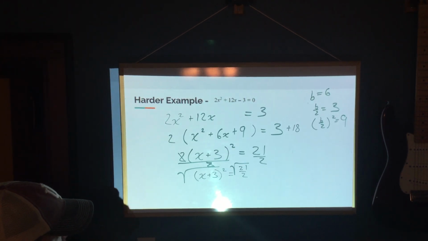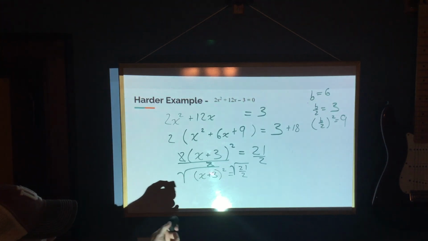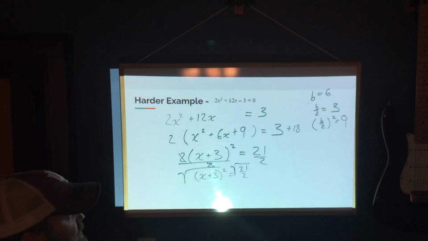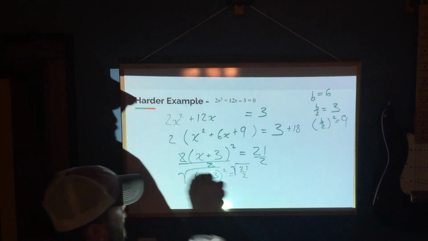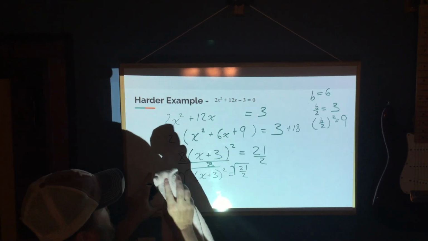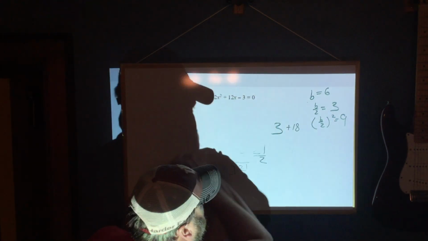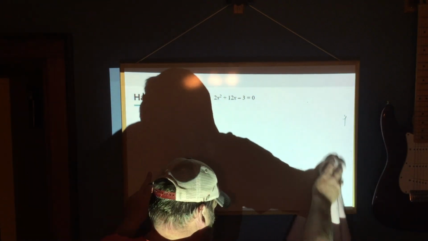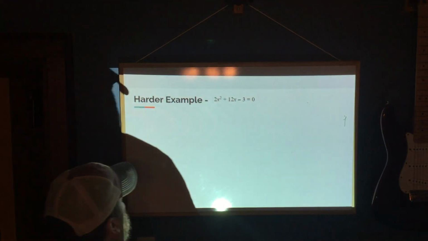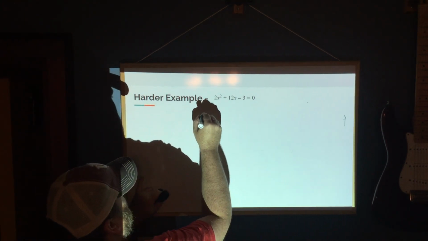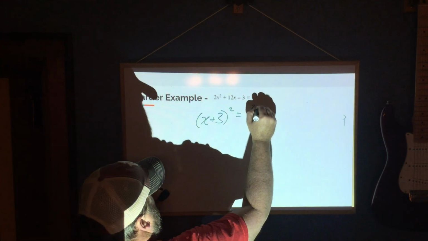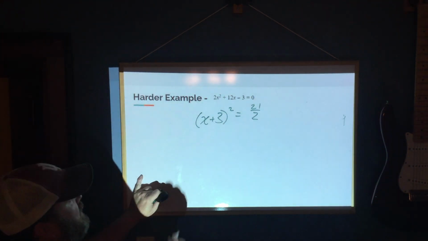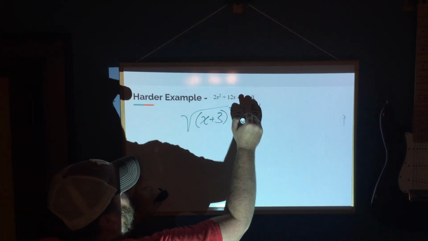Let me erase, and we'll pick up right here. This is why I wish I was still at school where I had more room. We just have limited space here. So x plus 3 squared equals 21 halves. So we'll just kind of remember where we are there. That's where we were. Now we'll take the square root.